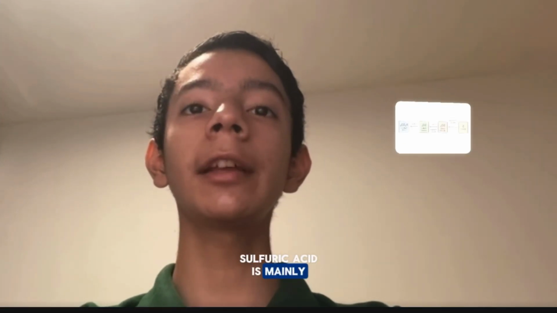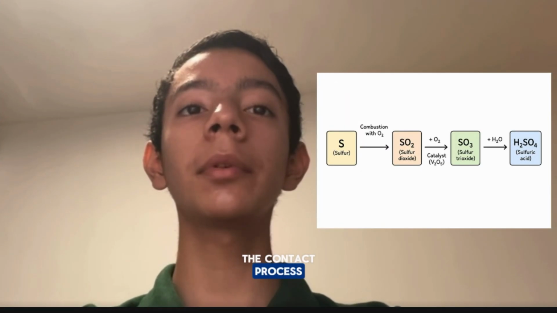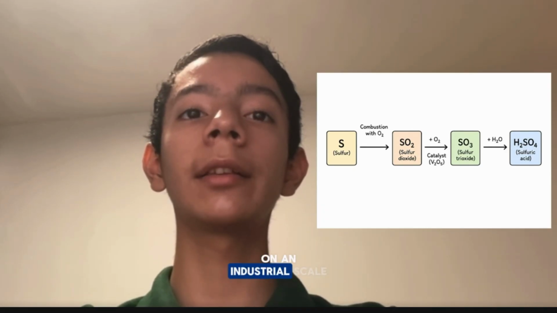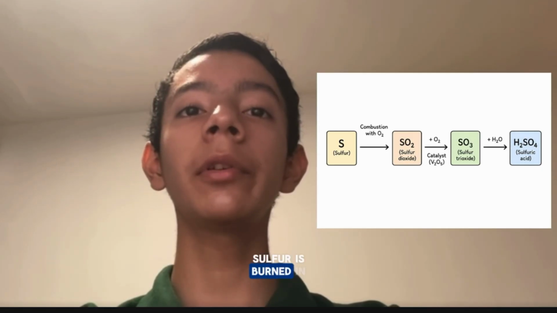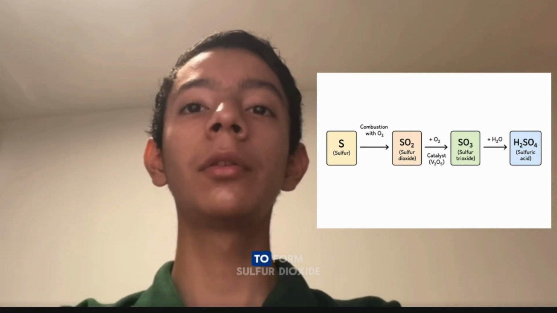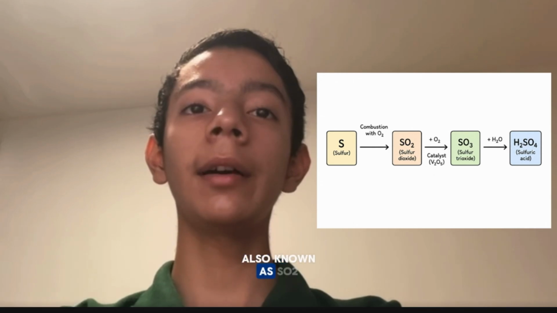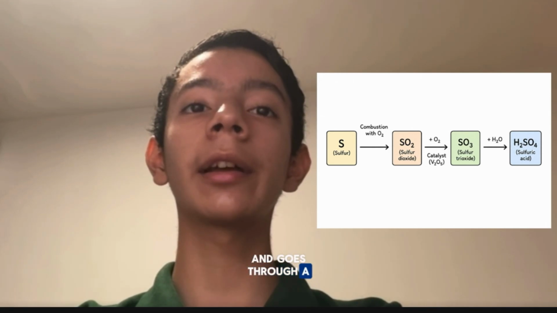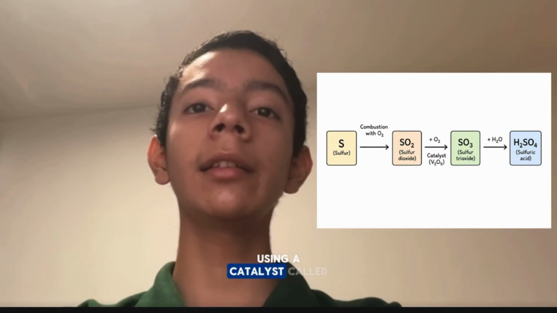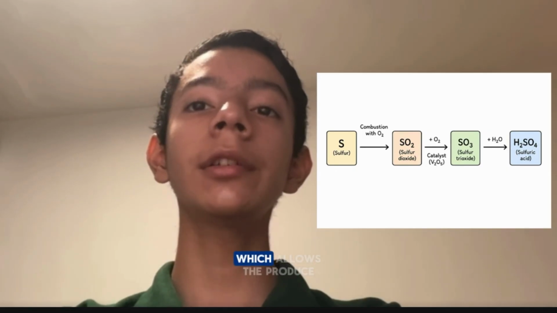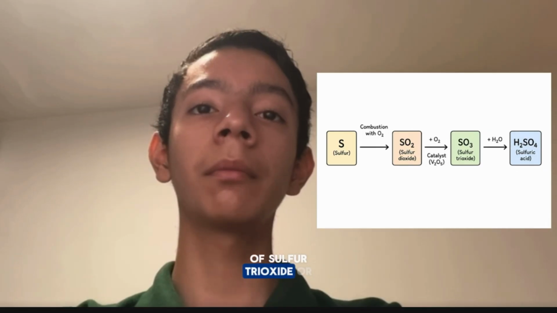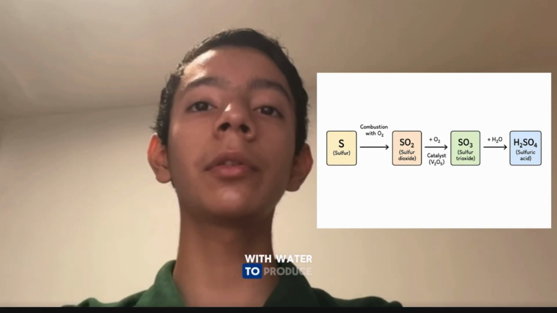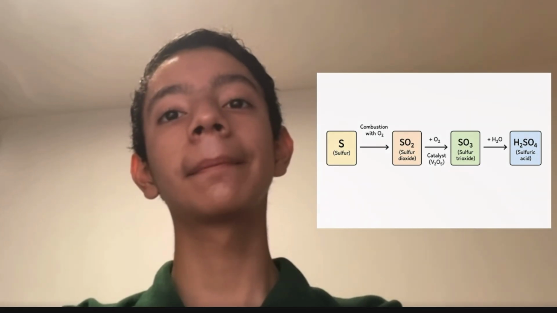Sulfuric acid is obtained through a process called the contact process, which is the most commonly used method to produce this compound on an industrial scale. First, sulfur is burned in the presence of oxygen to form sulfur dioxide, also known as SO2. Then this gas reacts again with oxygen in a chemical reaction using a catalyst called vanadium pentoxide, which allows the production of sulfur trioxide, or SO3. Finally, sulfur trioxide is combined with water to produce sulfuric acid.